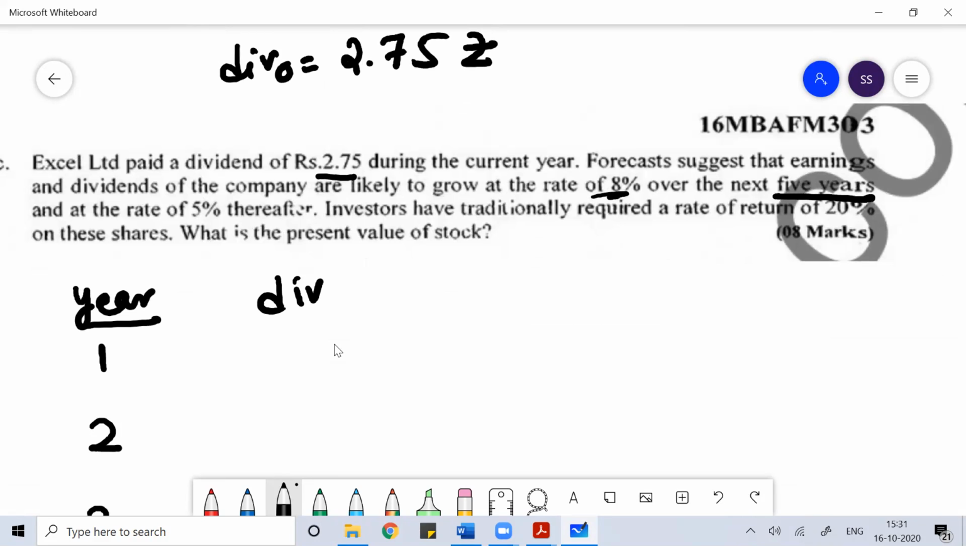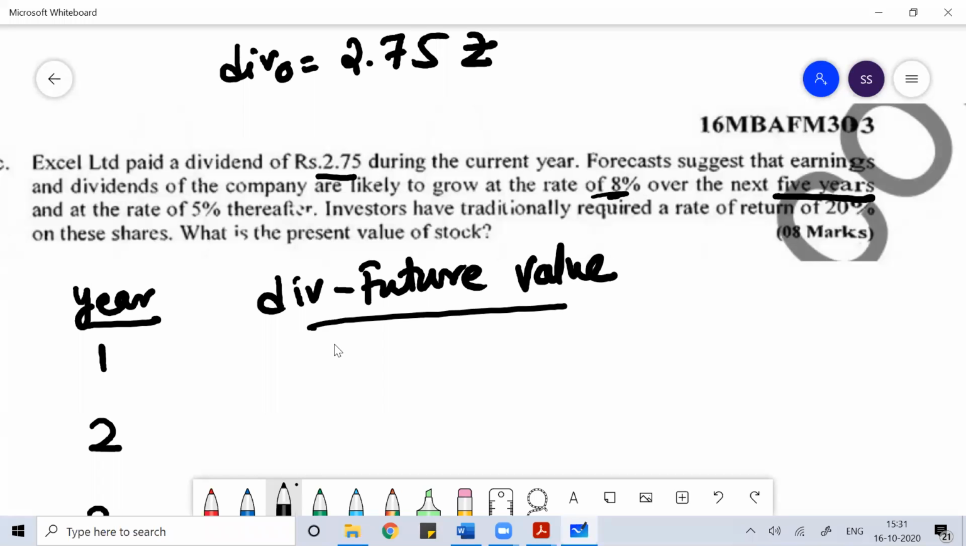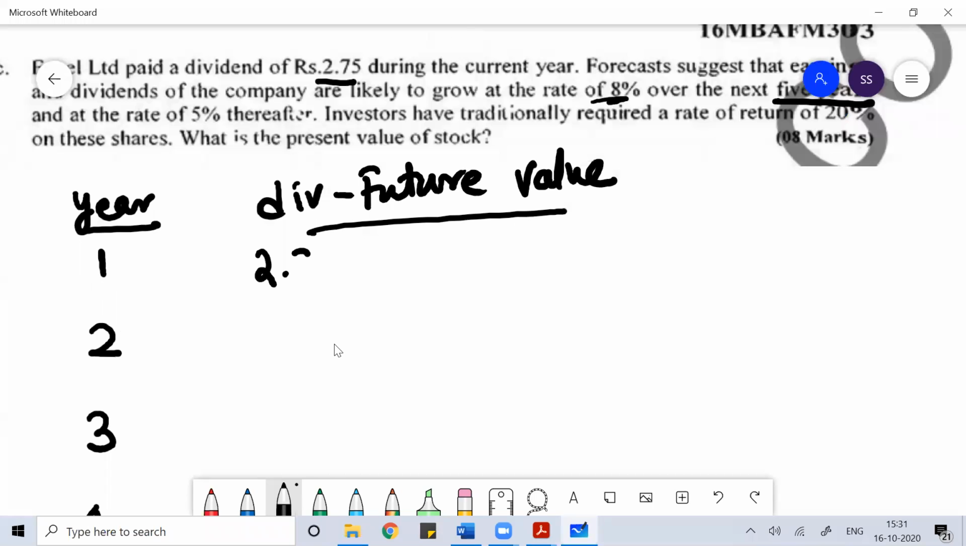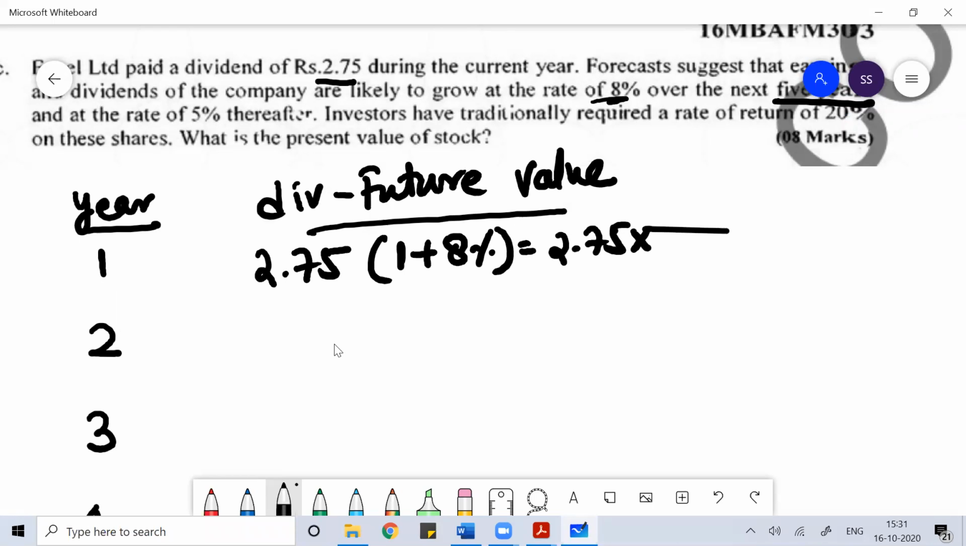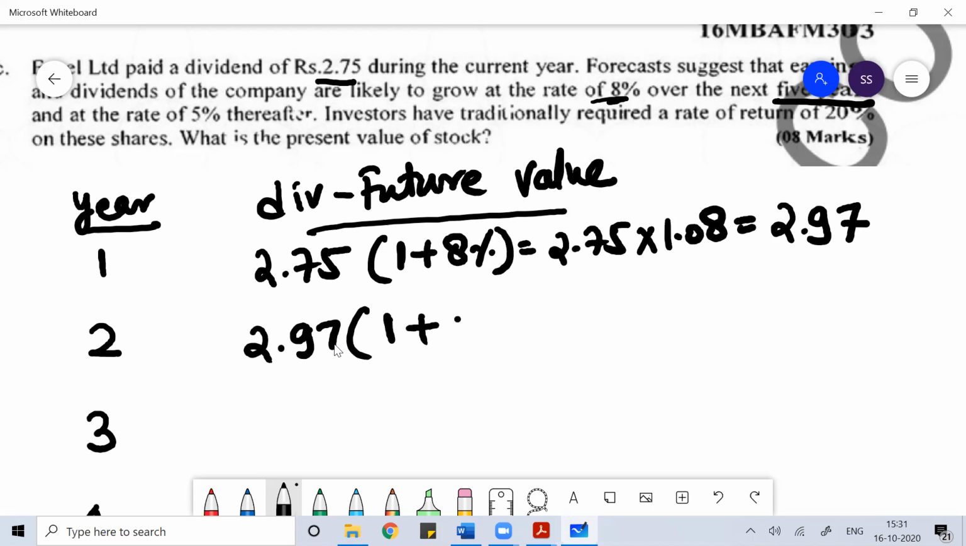So the future value of your dividend will grow at the rate of 8%. 2.75 into 1.08. So it is 2.97. Then next year it will become 2.97, and then it will grow at the rate of 8% again, for the 5 years.